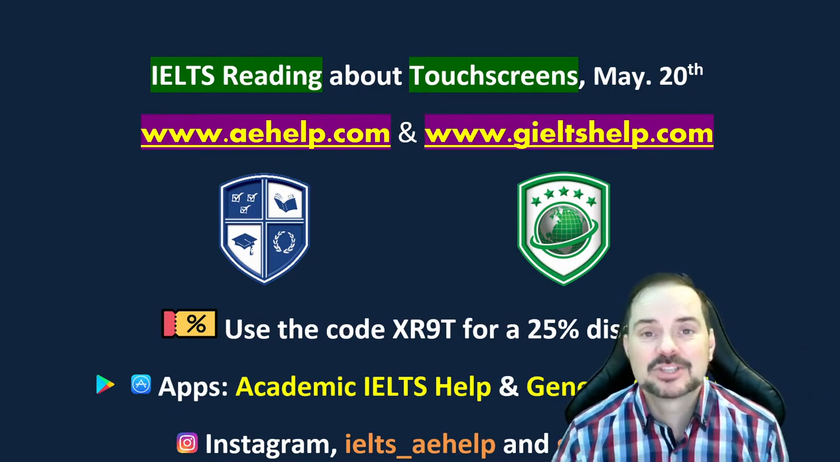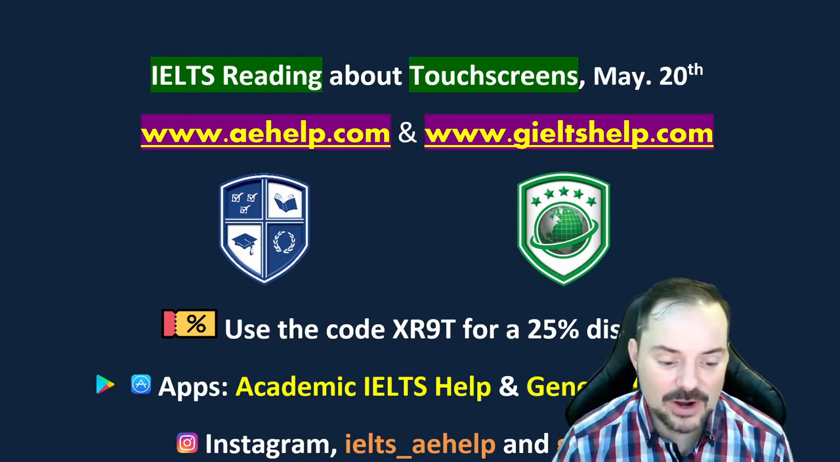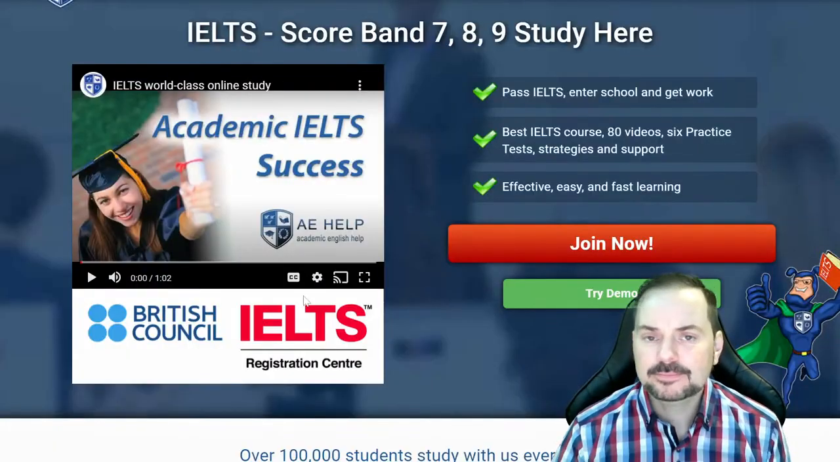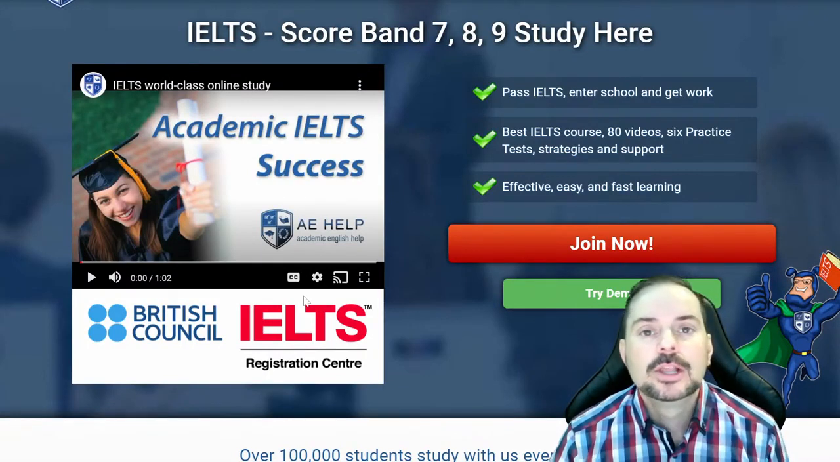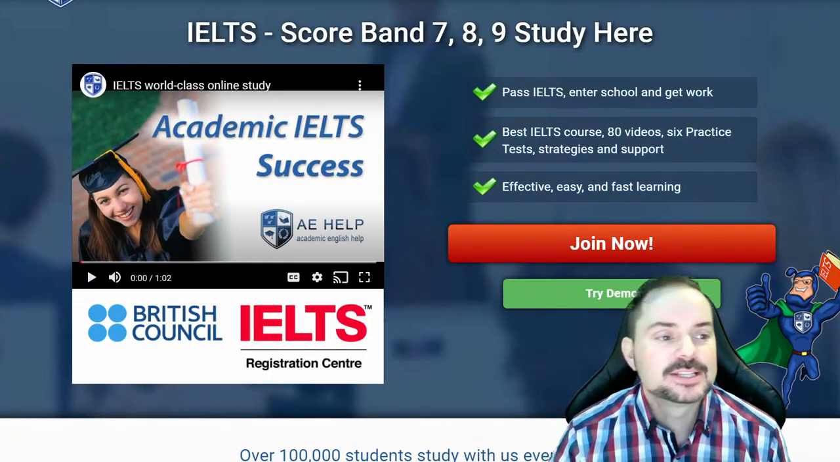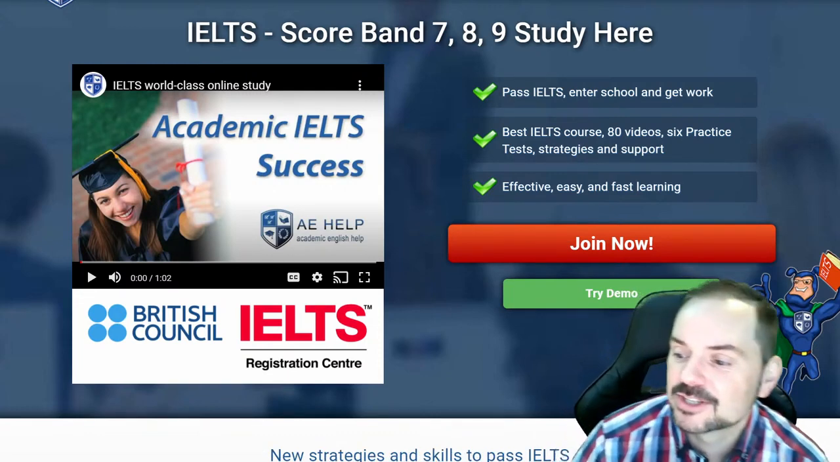This reading passage today is coming from our academic website, aehelp.com, and it could be a general section 3 reading as well. So section 3 of the general reading exam is very similar to the academic reading passages.